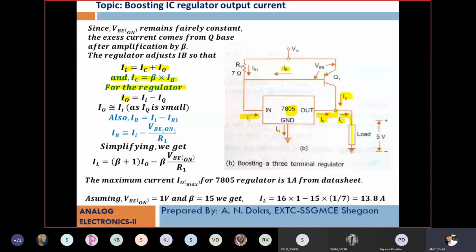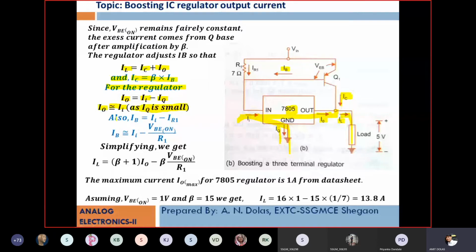That's why IO will be II minus IQ, because a small amount of current, which is the quiescent current, 4.2 milliampere, is passing towards ground from this II and the remaining will pass straight forward to the output, where the output current is approximately equal to the input current of the IC, as IQ is very small, that is the quiescent current 4.2 milliampere. Its value does not change, it is fixed by the manufacturer.